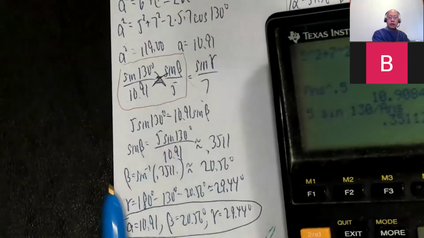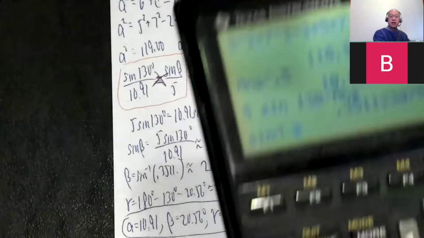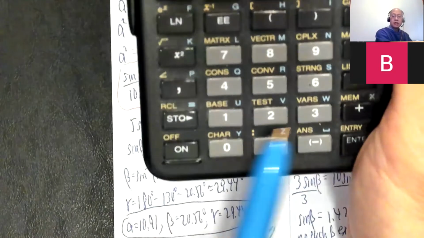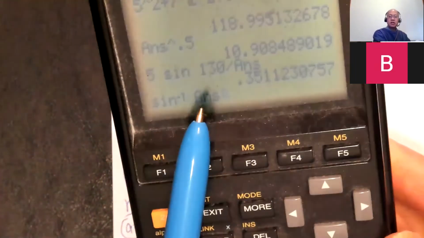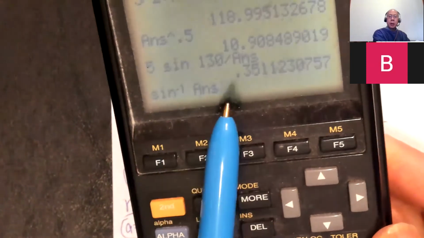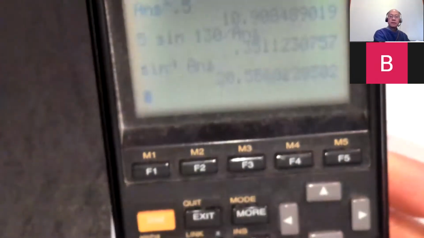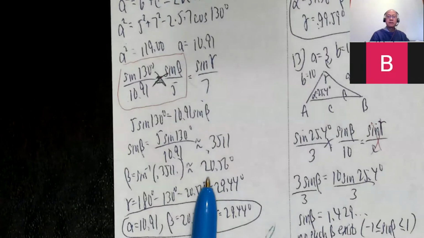Okay. So I want to go inverse sine. So inverse sine, second function, inverse sine of my answer. It's nice if you have an answer button, stores the last answer that you have. So when I hit inverse sine of answer, it's just like to the machine, inverse sine of 0.3511 to all those digits. 20.56 degrees or something like that.